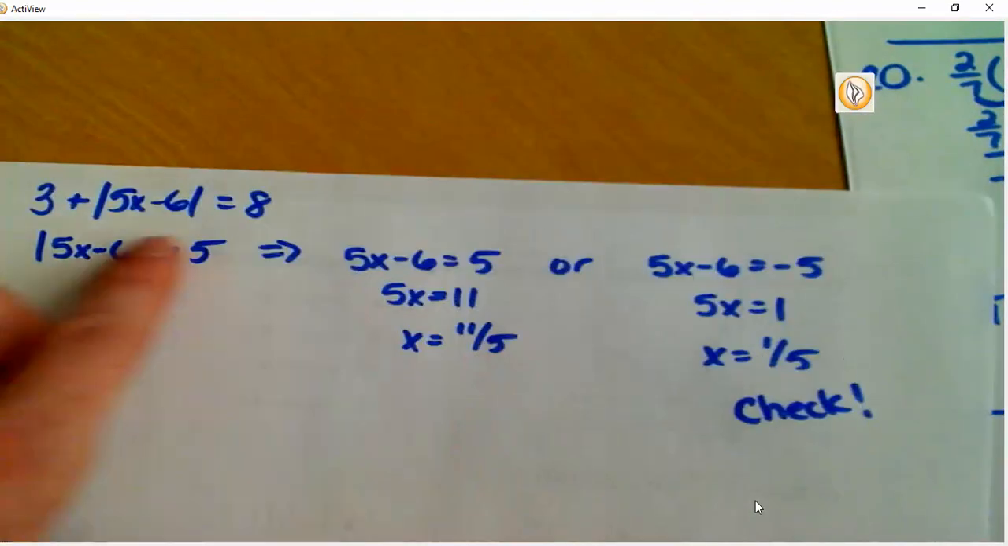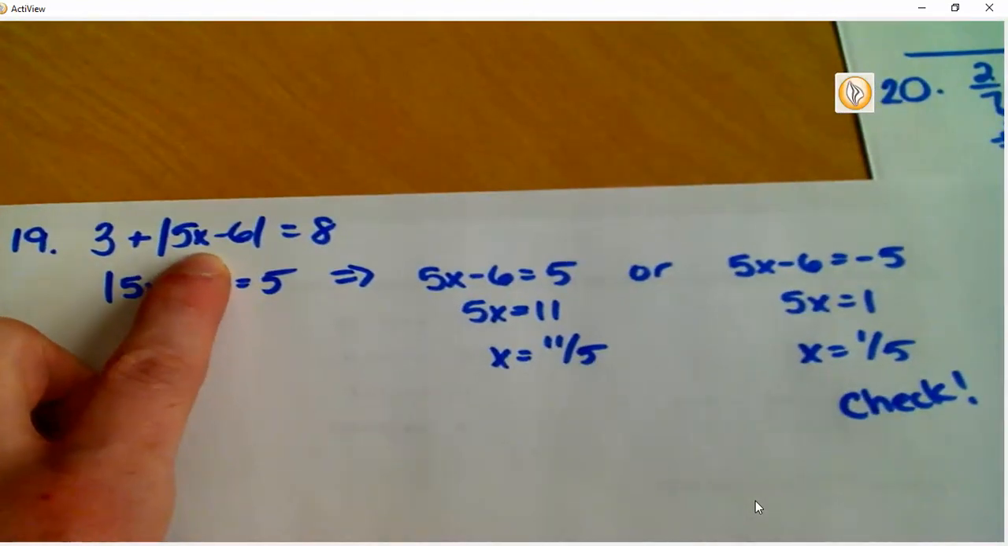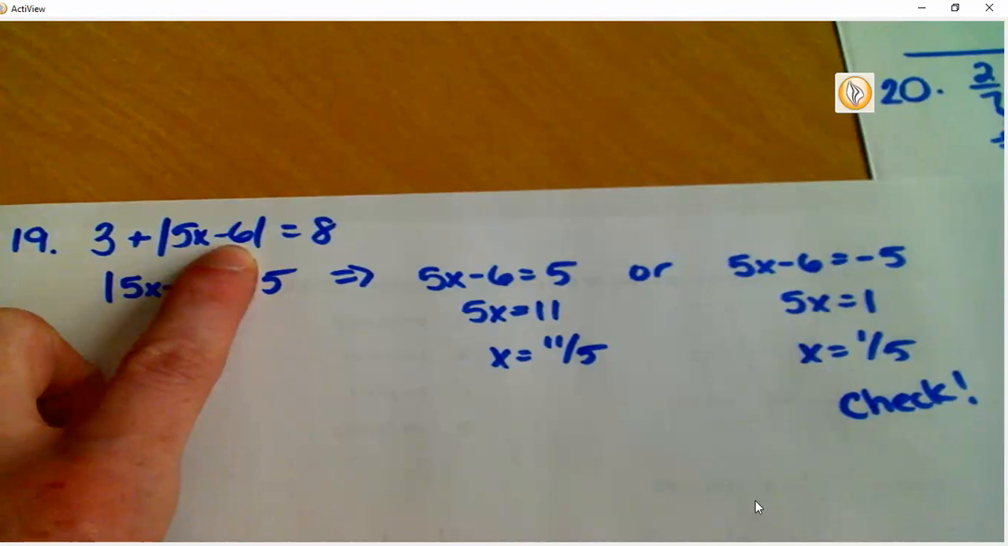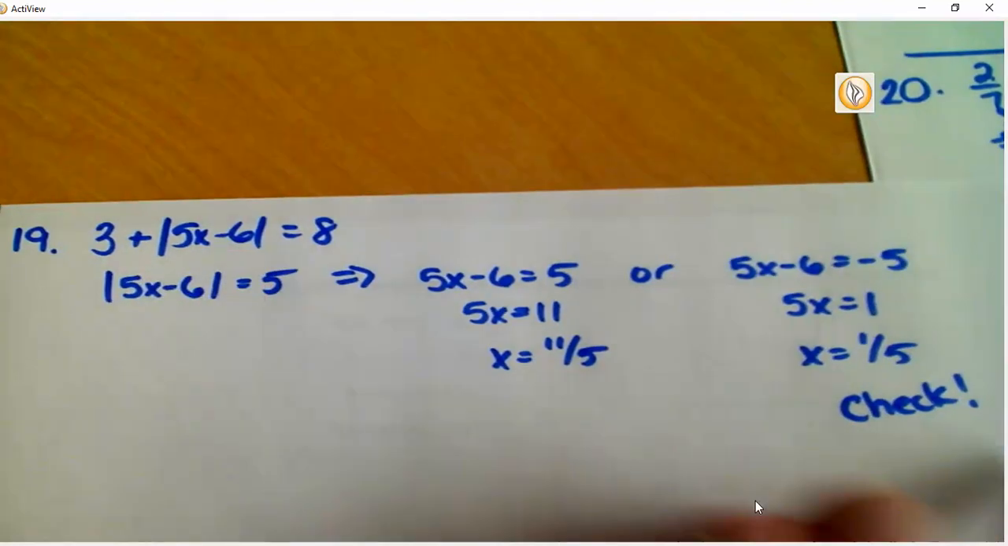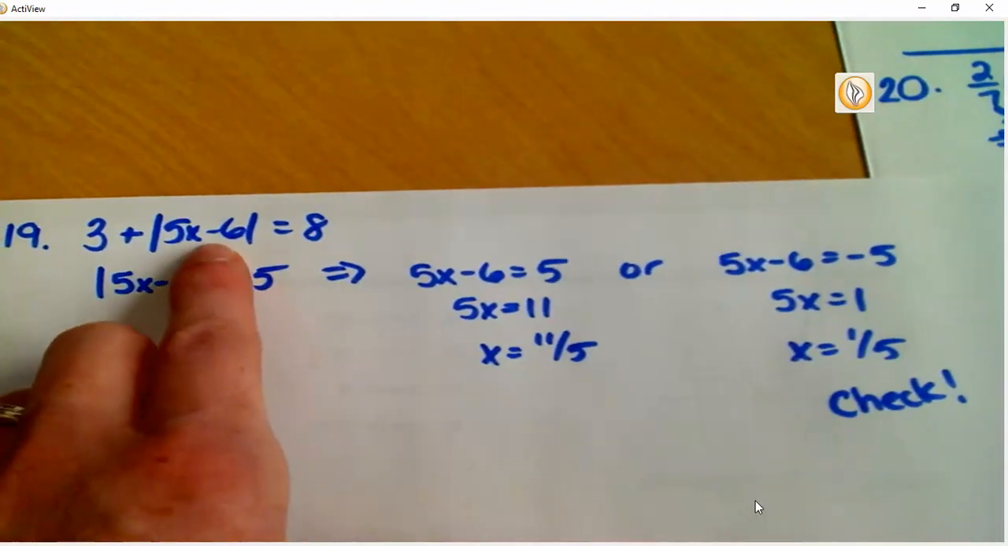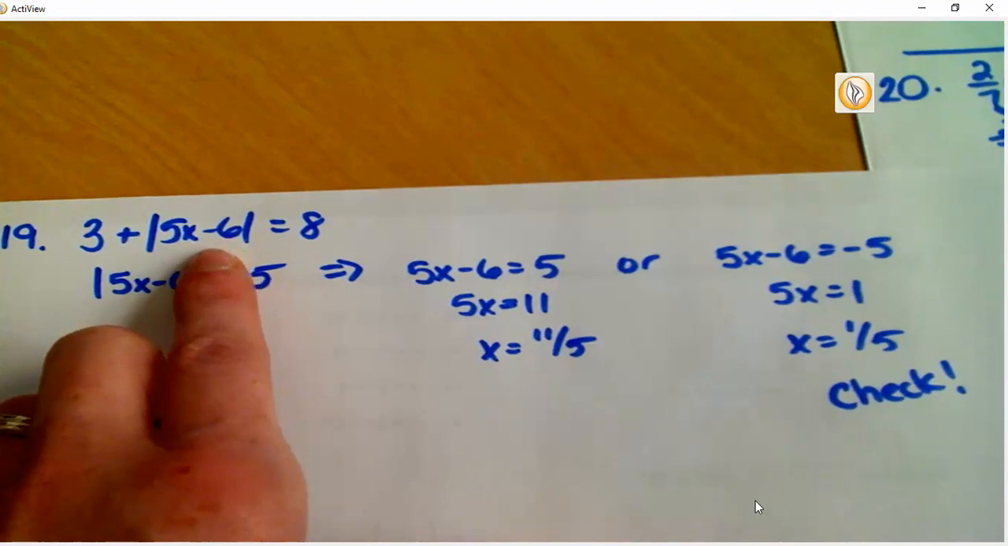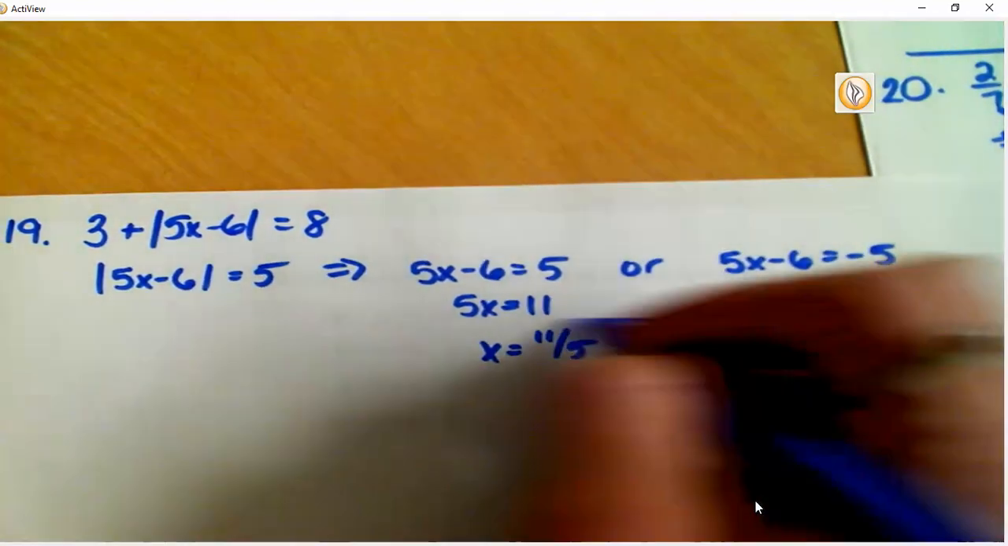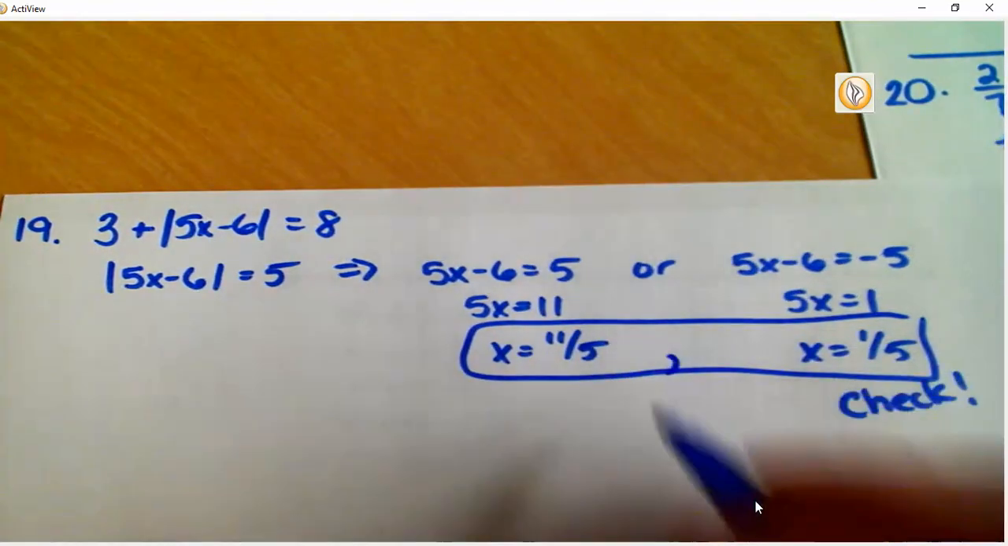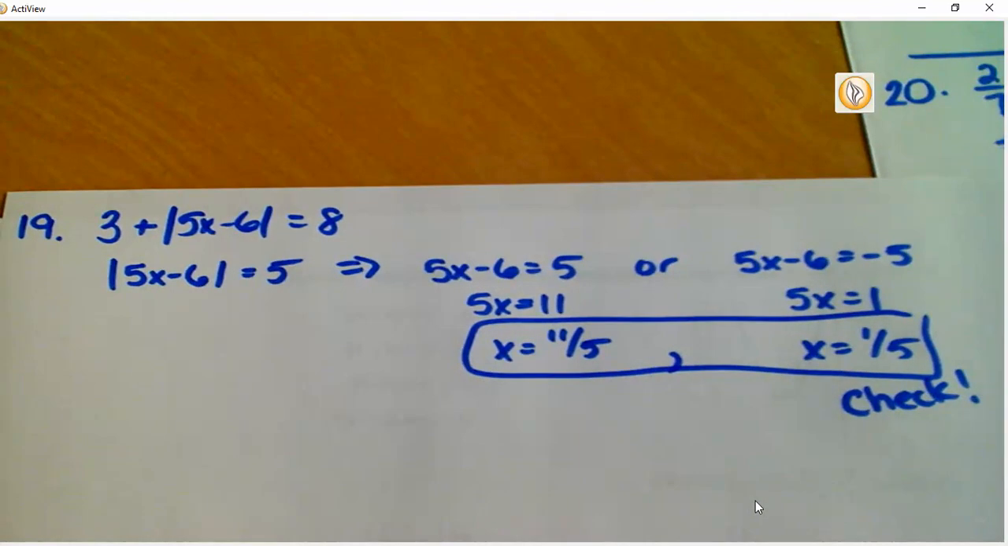If I put these into the original, 11/5 times 5 would be 11 minus 6 is 5. So that works. 1/5, I get a negative 5 in here, but the absolute value is positive, plus 3 is 8. So they do both work. So make sure you're checking your answers. Just plug them back into the beginning.